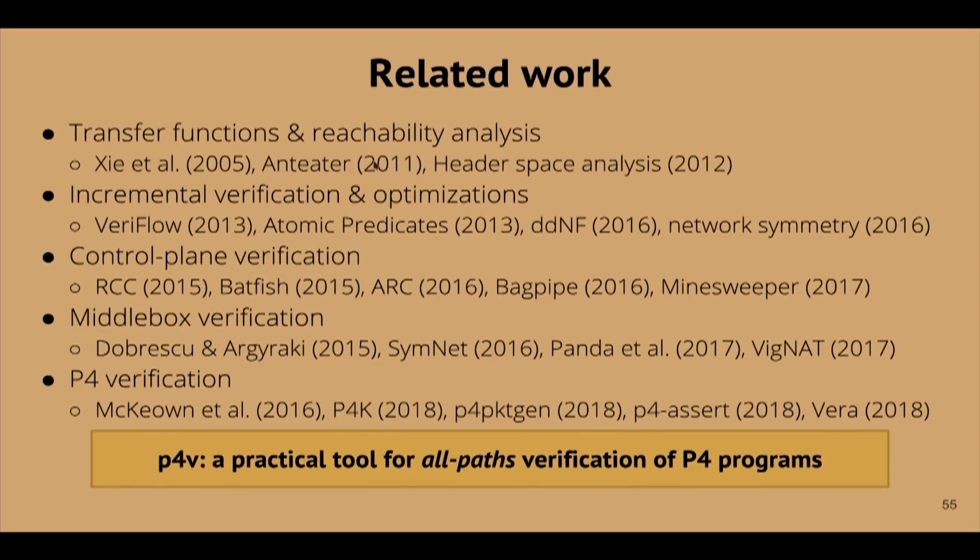P4V is part of a big project that the community has been working on since SIA in 2005. Momentum was gained with Anteater and header space about 6 years ago. And our new innovation here is a more detailed model of data plane functionality, and we engineered a tool that scales well.